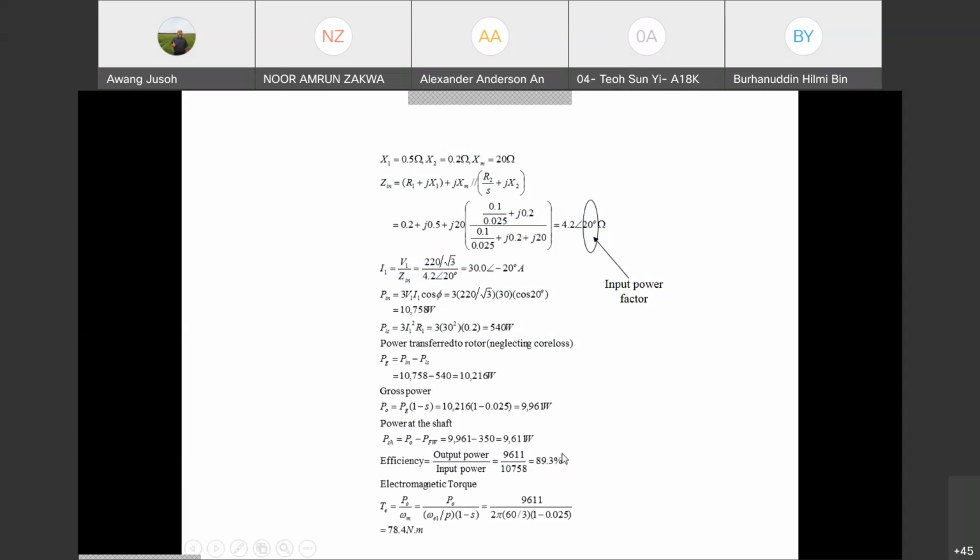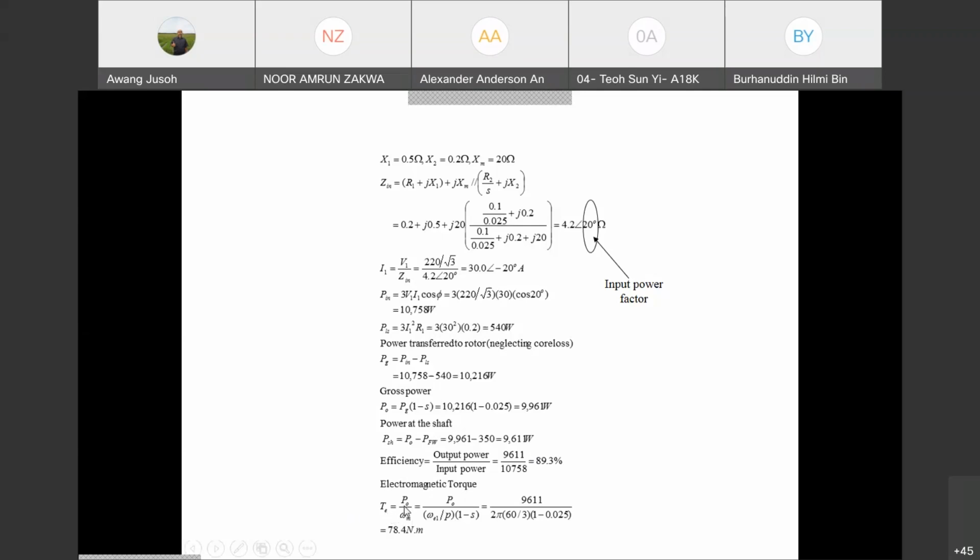89.3% only, that is its efficiency. That means 10.7% is losses. The power from the input, 10.7% goes to losses. Only 89.3% is used to drive the motor. Okay.